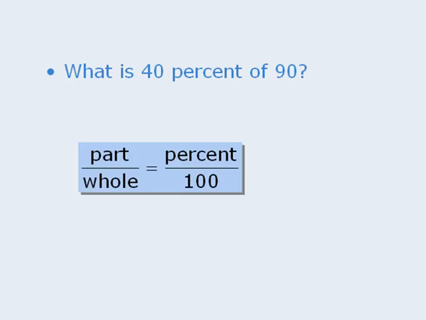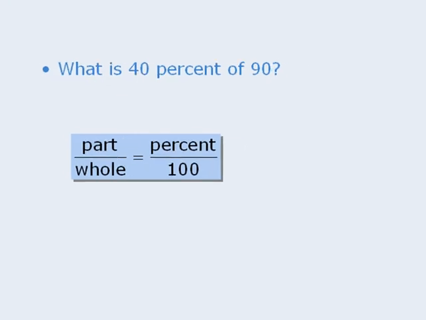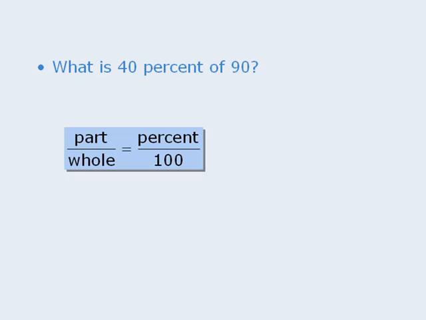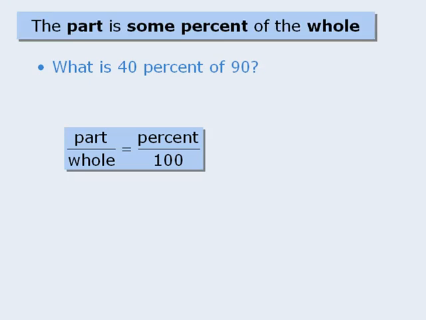Well, if we want to apply this formula, we must first identify the part, the whole, and the percent in this question. One way to help us do this is to recognize that the part is some percent of the whole. So in this question, 40 is the percent. Now the number we are finding the percent of is the whole. So here the whole is 90. And finally, we are trying to find the part.